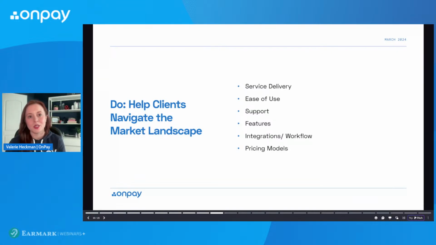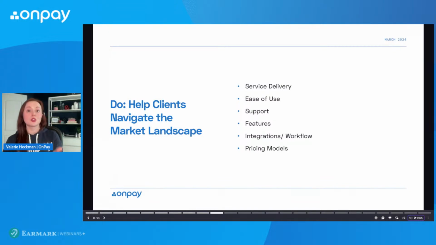And of course, like we talked about, there are a ton of options on the market when it comes to payroll, and they all have their nuances. These are a few of the categories that I think about when it comes to looking at the payroll market and comparing options to figure out where things differ and help guide your clients through that process. You might want to think about service delivery in terms of there's some manual software options where your client might have to do a lot of the work.